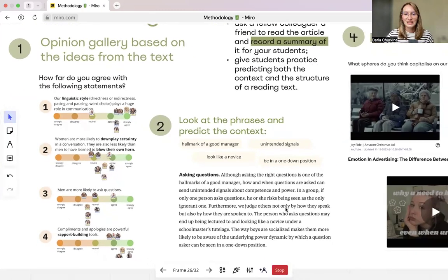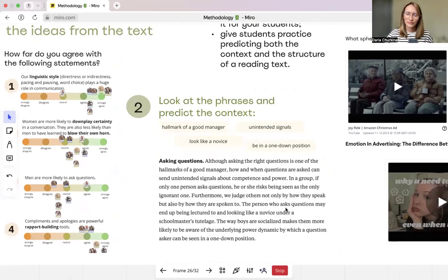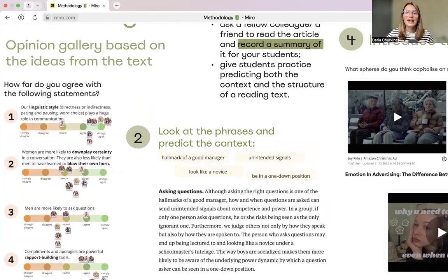Okay, the second task here, we didn't have time, unfortunately, to finish the text last time, my poor time management. But again, a familiar task, I suppose, to look at the phrases and predict the context. Choose the phrases that speak for themselves, that may actually help your students guess the context.